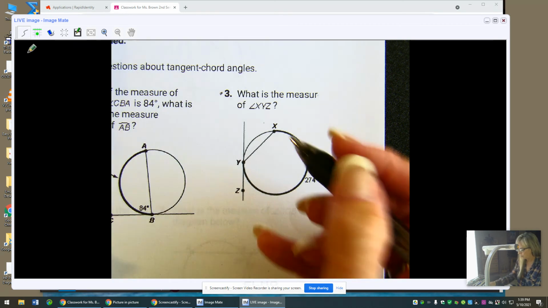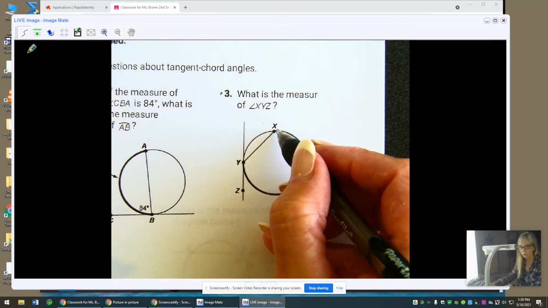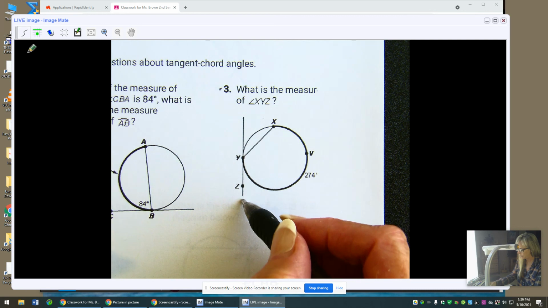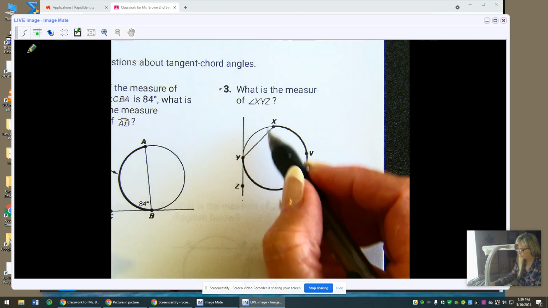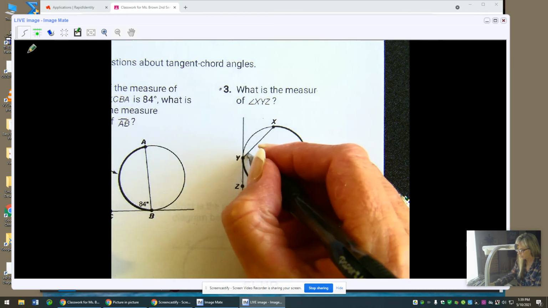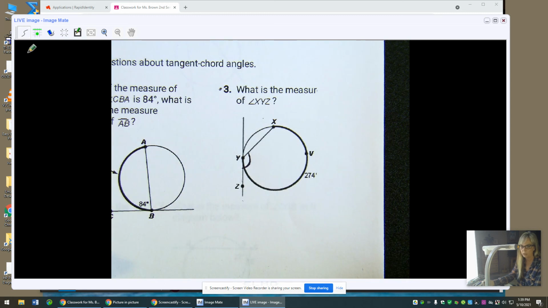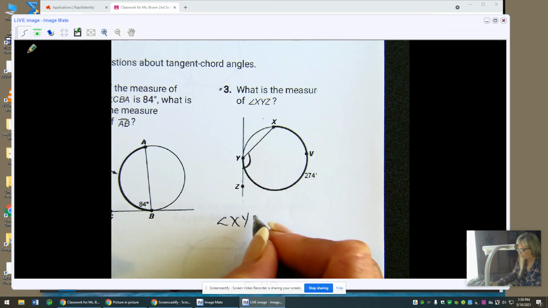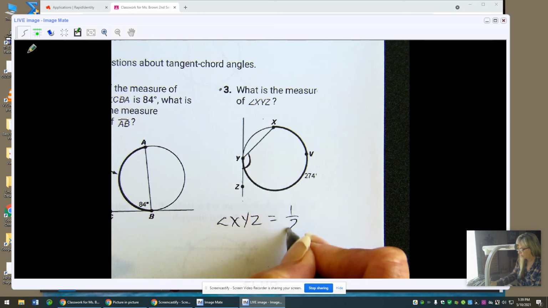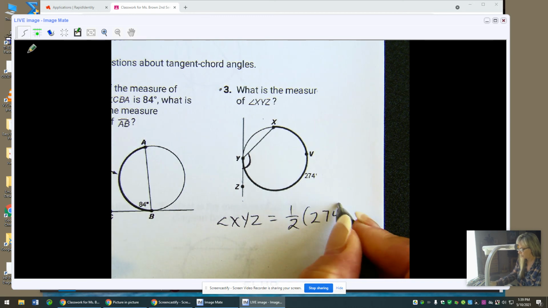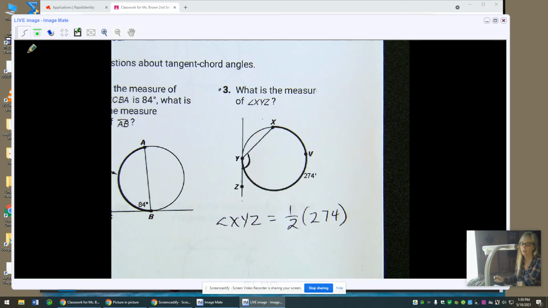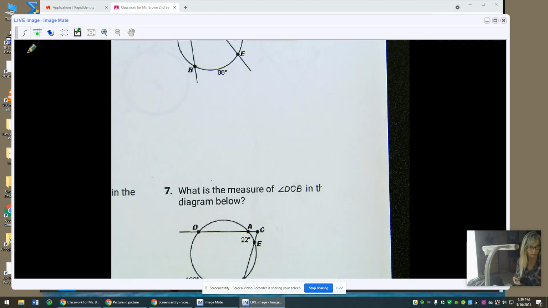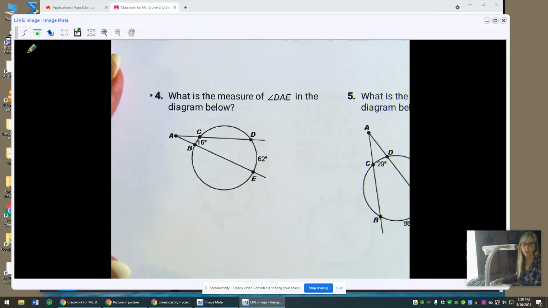It's the same problem. All 3 of these are the same. I'm going to do 3. You're going to do 2 on your own. What's the measure? We have a tangent and a chord. What's the measure of x, y, z? That's this angle here created by that tangent and the chord. And again, it's going to be half of this. Angle x, y, z is half of 274. You can divide that out. Divide by 2. All right, moving along. I know I go a little fast because you can pause, you can rewind.